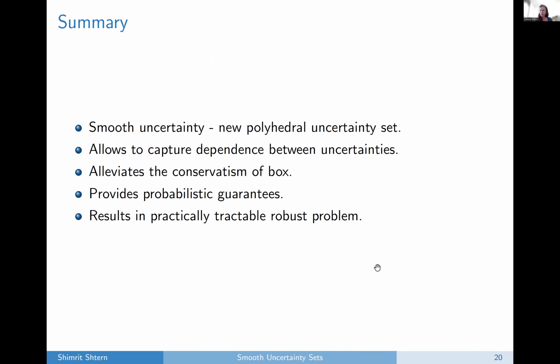So just to summarize everything, we introduced smooth uncertainty sets, which is a new polyhedral uncertainty set that tries to capture the dependence between uncertain elements, and it tries to alleviate the conservatism of the box while providing probabilistic guarantees and resulting in a practically tractable robust problem, either by compact reformulation or algorithms to solve it.